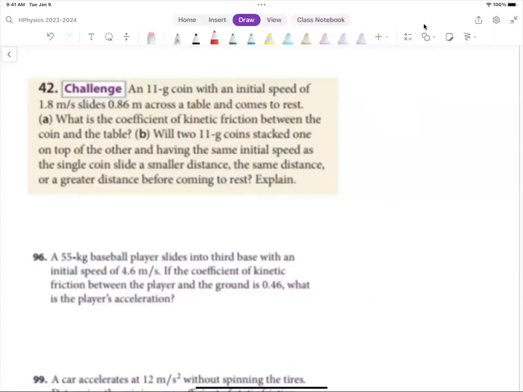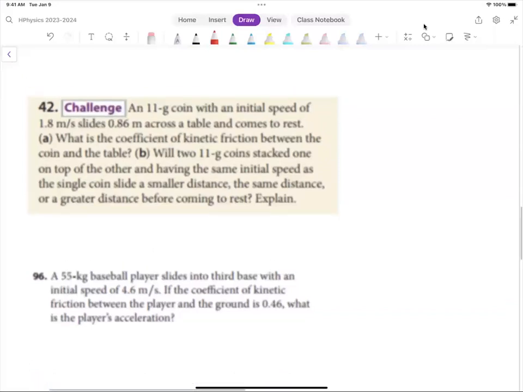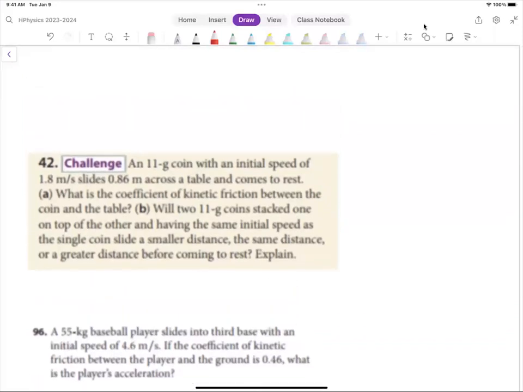B, will two 11-gram coins stacked one on top of one another have the same initial speed as a single coin? I'm sorry, and they're having the same initial speed as the single coin, slide a smaller distance, the same distance, or greater distance just before coming to a rest? Explain. I'm going to draw the picture up top. I have a coin. It's sliding across a table, so it has a velocity this way, but it's coming to a stop.